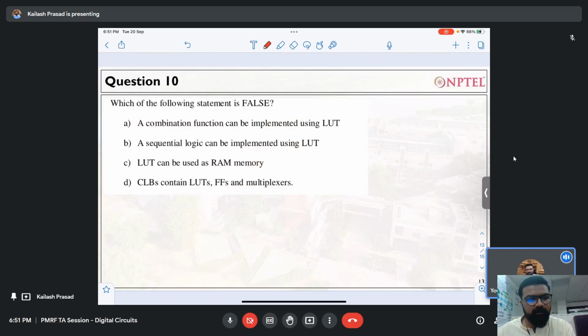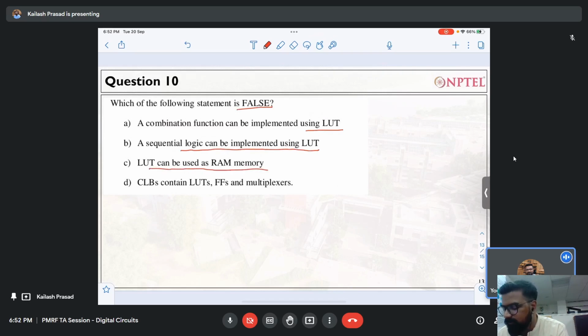Moving to the 10th question, again a very simple one. A combinational function can be implemented using LUT, and you have to say which statement is false. A sequential logic can be implemented using LUT. LUT can be used as a RAM memory, and configurable logic blocks contain LUT, flip-flop, and multiplexer. Which of these statements is false? Anybody knows LUT? It is nothing but a lookup table.